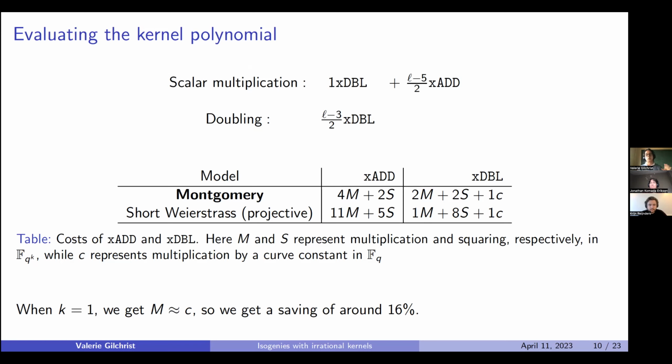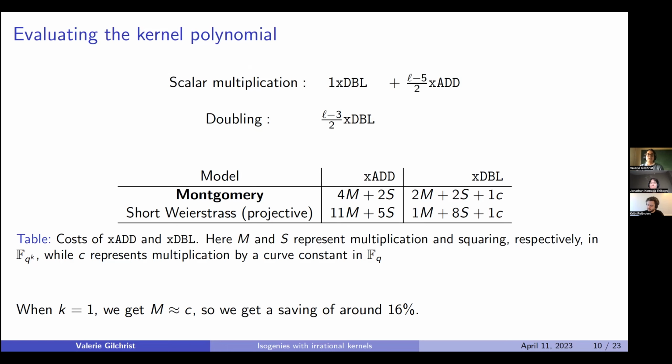The best case for us, though, is when we're working over extension fields, because this means that a multiply in the extension field is going to be way more expensive than a curve operation over the base field. If you look at something like k equals 11, that multiply is going to be at least 11 times more expensive than the curve operation. So going to higher extension fields will make this a lot more appealing.